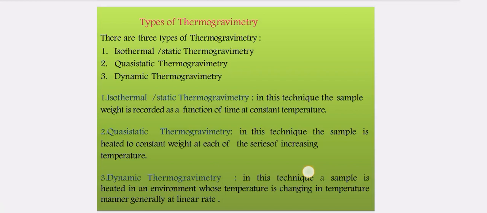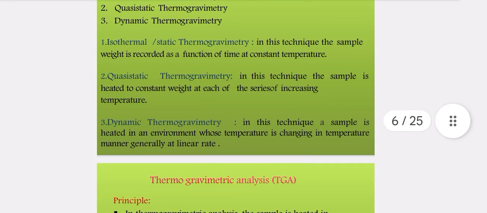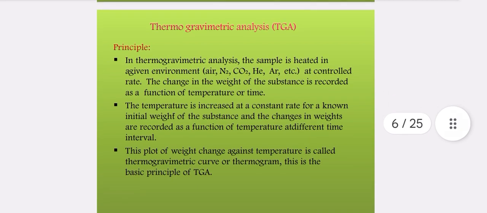In thermogravimetric analysis, the sample is heated in a given environment, that is air, N2, CO2, helium, argon, etc. At controlled rate, the change in weight of the substance is recorded as a function of temperature or time. The temperature is increased at a constant rate for a known initial weight of the substance, and the changes in weights are recorded as a function of temperature at different time intervals. So basically, the weight of the substance is calculated and examined with respect to different time intervals.